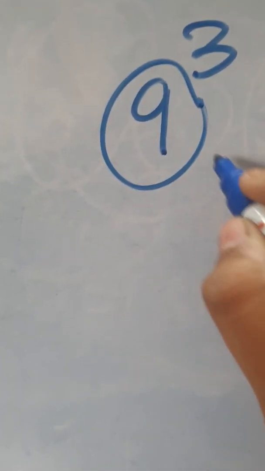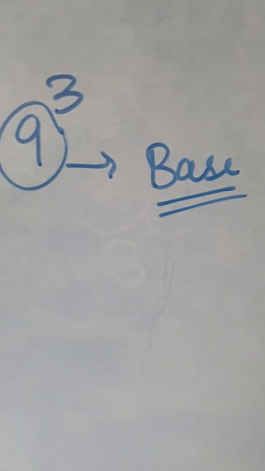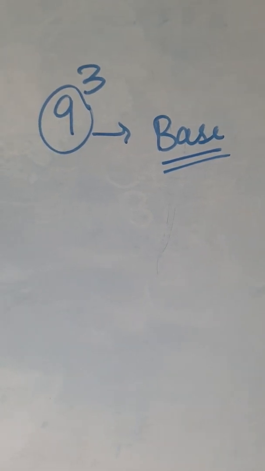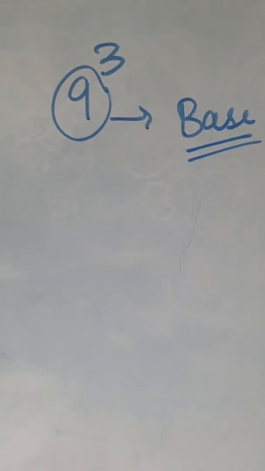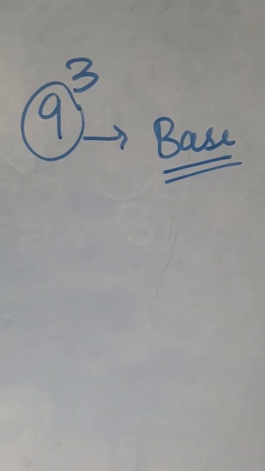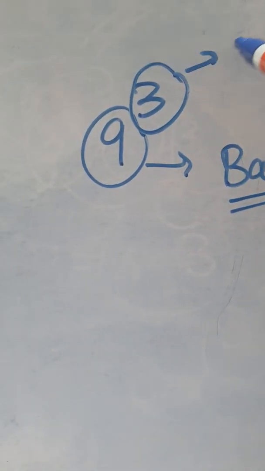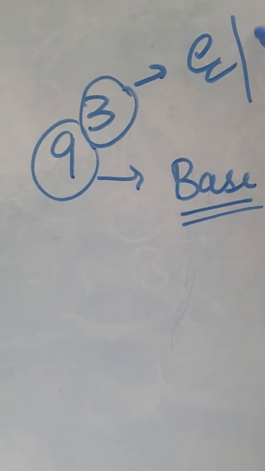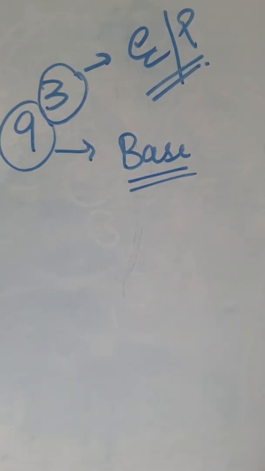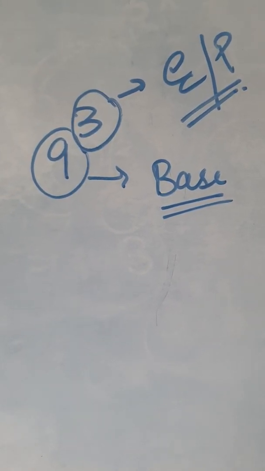Why? Because, let me write it here. Yeah, so 9 is the base. Why? Because the base is always the number written in the larger font. The number written in the smaller font on the top right corner is the exponent, or it is also known as the power. So the base is the number multiplied, and the exponent tells us how many times we multiply the base.